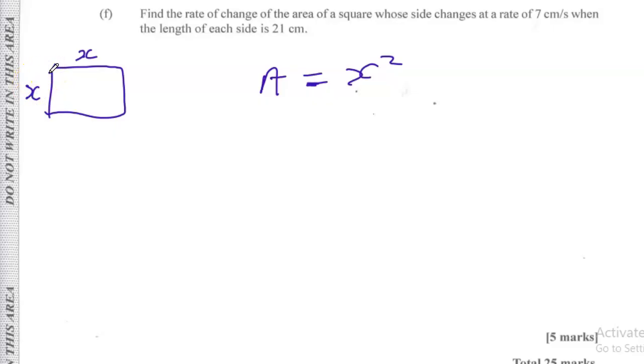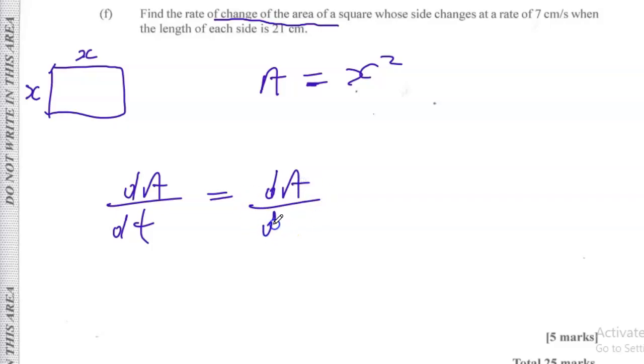What are we asked to find now? Find the rate of change of the area of a square whose sides change, okay, so we want the rate of change of the area of a square. So rate of change of the area is actually dA by dt. So we can form an equation. dA by dt is actually dA by dx times dx by dt. Alright? So notice this denominator is the same as this numerator. We are left with dA by dt.